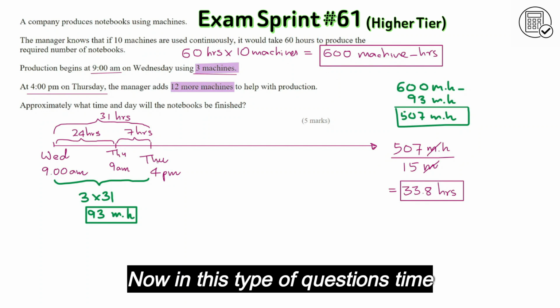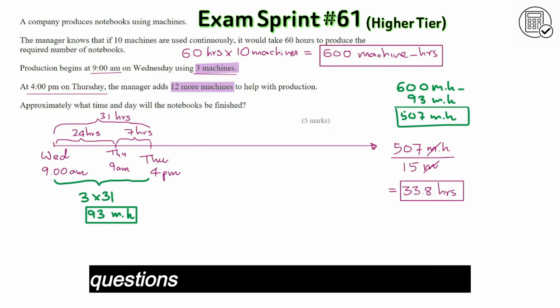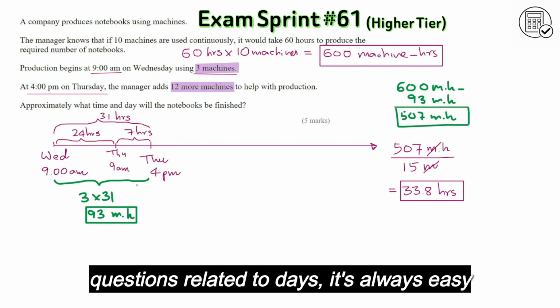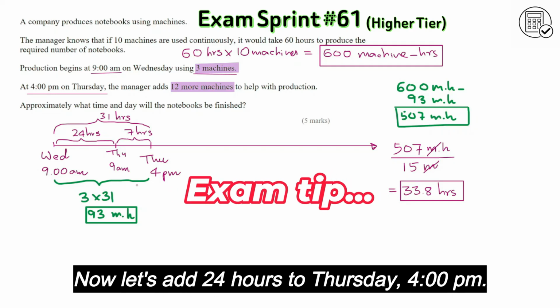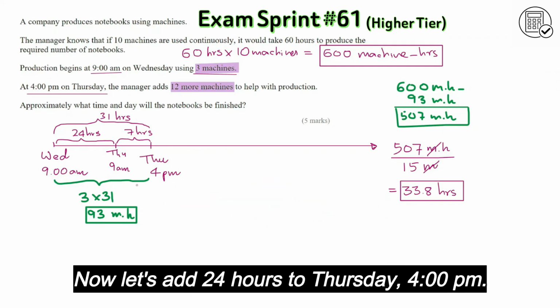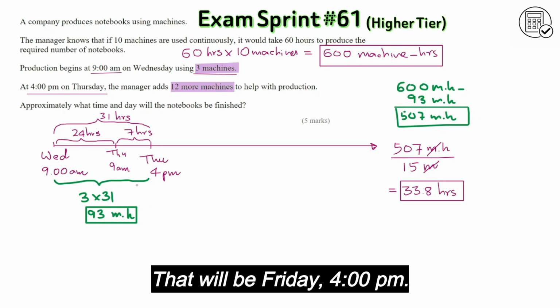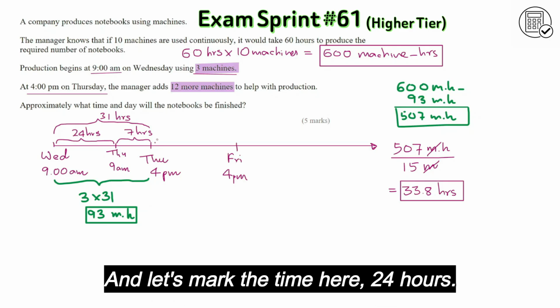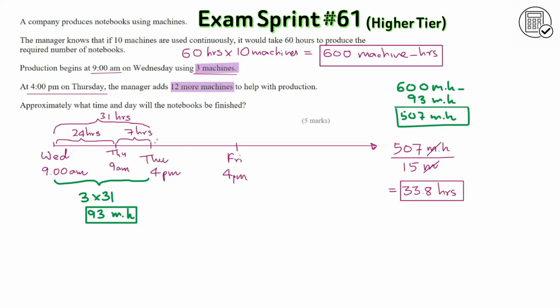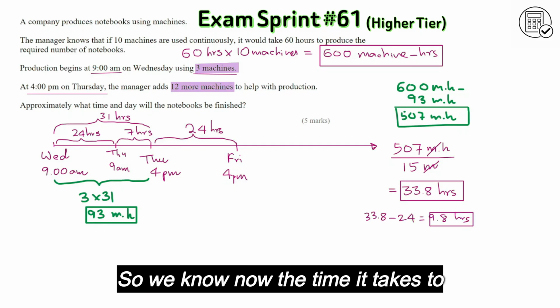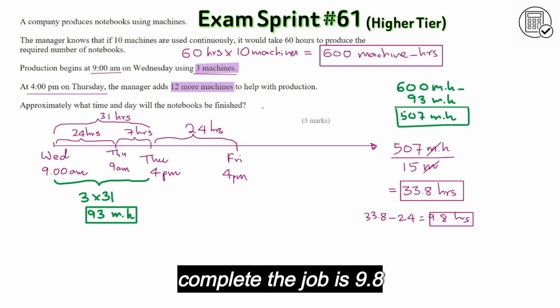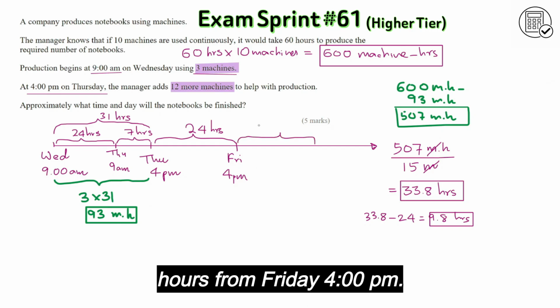Now, in this type of questions, time questions related to days, it's always easy to go by 24-hour increments. Now let's add 24 hours to Thursday 4 p.m. That will be Friday 4 p.m. And let's mark the time here, 24 hours. So I need to take away 24 from 33.8. So we know now the time it takes to complete the job is 9.8 hours from Friday 4 p.m.